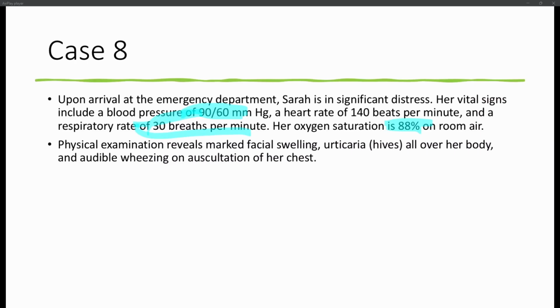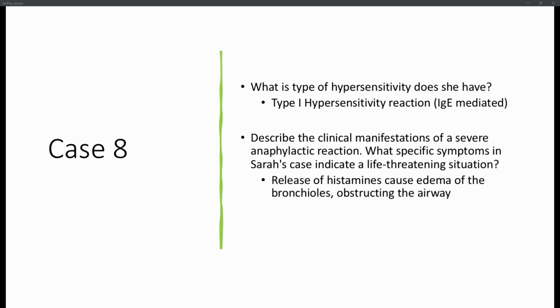Okay. Physical exam, facial swelling, the urticaria, hives all over the body, audible wheezing on auscultation of her chest. And what type of reaction is this? Type 1, IgE mediated, where IgE is always the allergic response one. And that release of histamines causes that edema of the bronchioles, obstructing the airway, vasodilation with distributive shock. Type 1 hypersensitivity reaction.